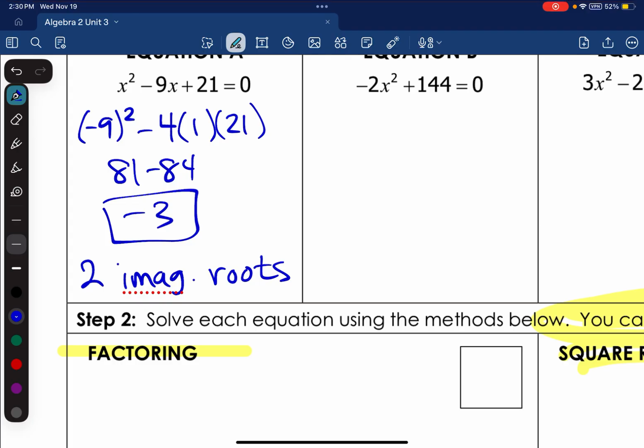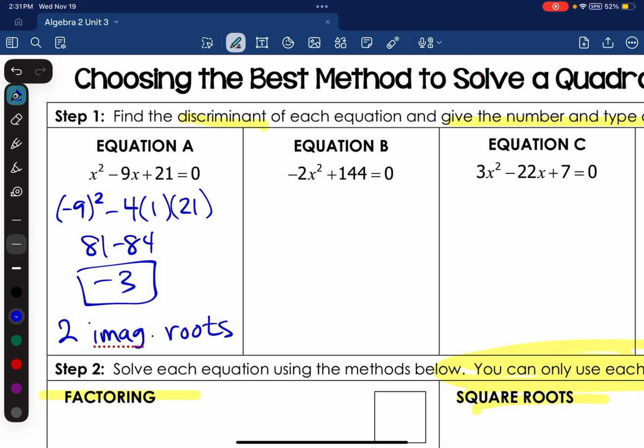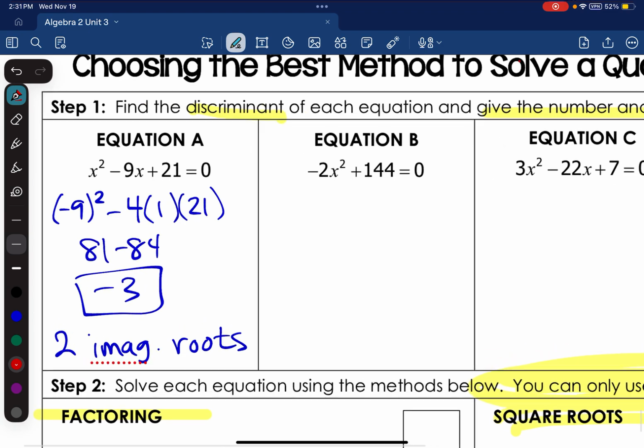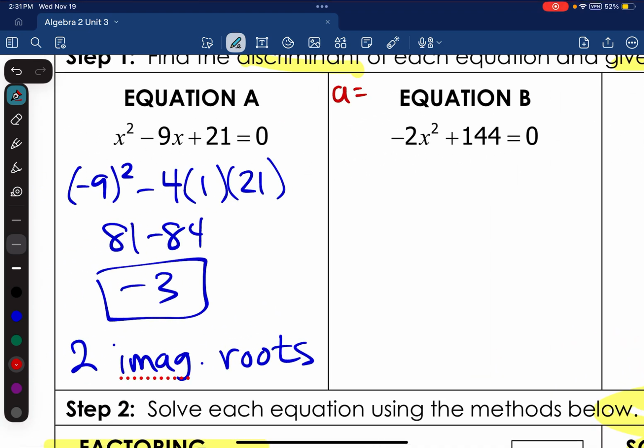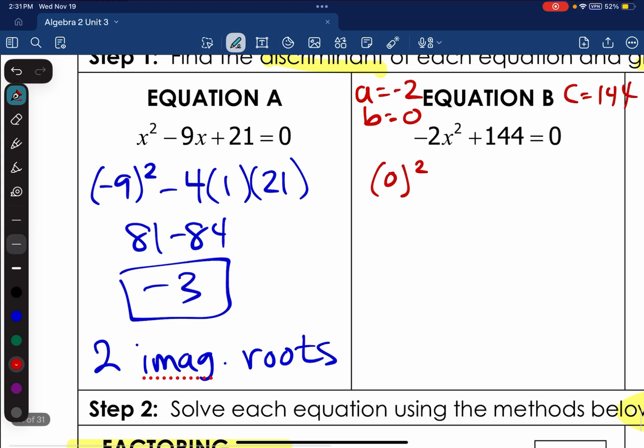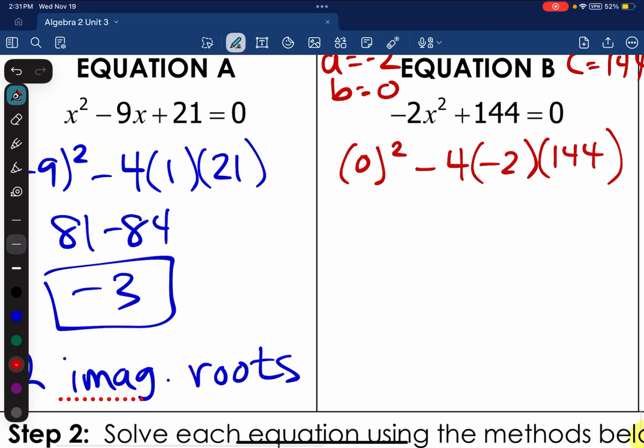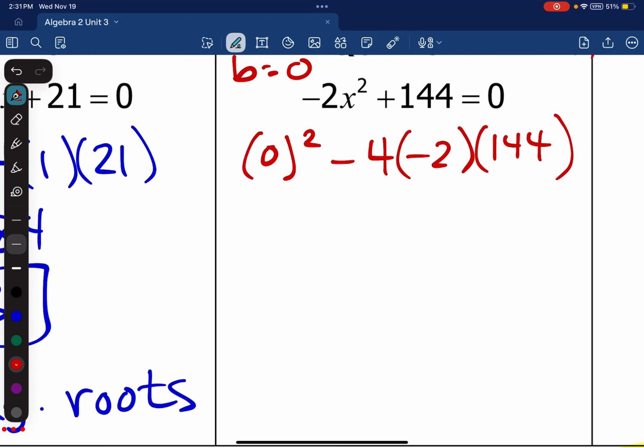Okay, now that I have my 2 imaginary roots on that one, we're now going to find the discriminant of equation B. In this, A is negative 2, B is 0, and C is 144. I write that down so when I do B squared, I can see that my number is going to be 0 squared. All right, B squared minus 4 times A times C. 0 squared is 0, so this is really 0 plus 1152, which is really just 1,152.